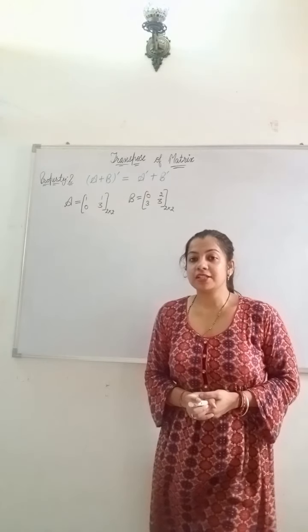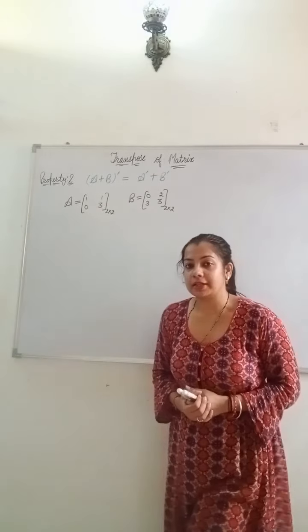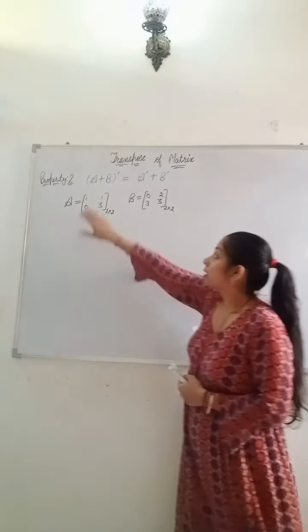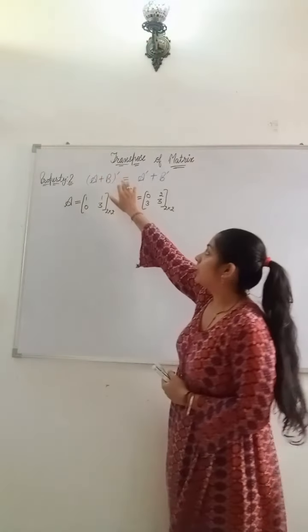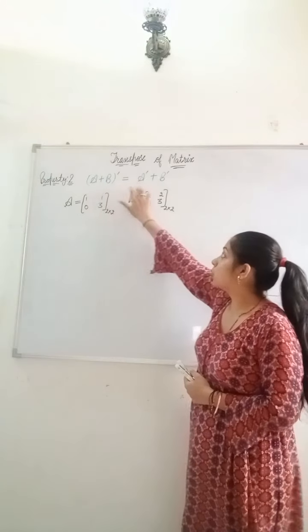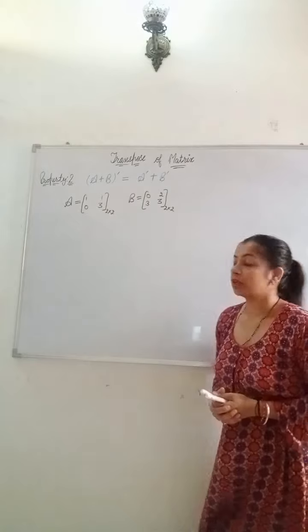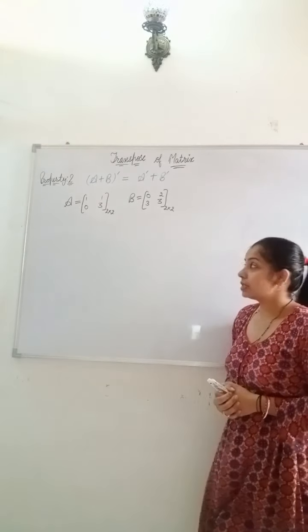Let us do the second property of transpose of matrix. See what the property says. A plus B, the whole transpose will definitely equal A transpose plus B transpose. That's it. To prove this property, let us do the mathematical illustration.